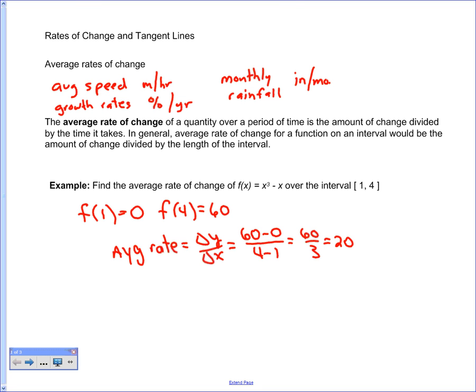So for this particular function, it's saying that every time x goes up by 1, the function value goes up by 20. Now notice here that an average rate is found by taking delta y over delta x, change in y over change in x. We know that this is what we often call the slope of a line. So this 20 somehow represents a slope of some line associated with x cubed minus x. And that's what we're going to look at and examine in more detail here.